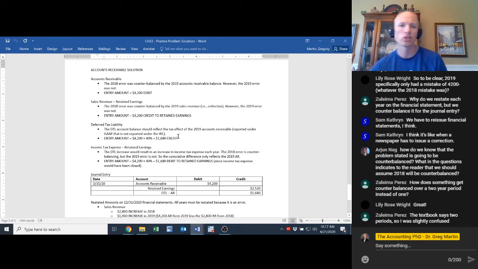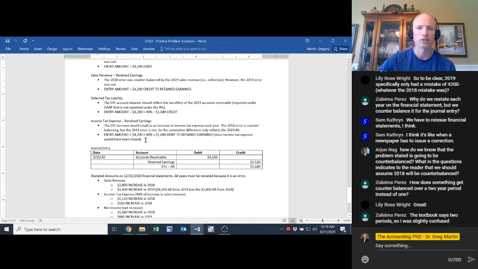Again, we know that this should reflect the tax effect from the 2019 accounts receivable, because that's the total amount of income that would have been reported under U.S. GAAP that had not yet been reported under the Internal Revenue Code. And so the tax effect, of course, you just take that receivable, multiply it by the tax rate of 40%, and so that deferred tax liability needs to be credited $1,680.